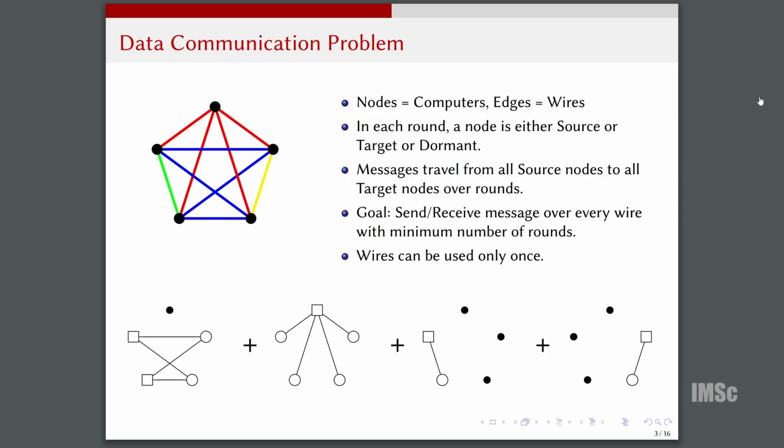Bipartite, but more specifically, these are complete bipartite, because the condition was that all sources communicate with all targets. So there won't be any edge between two rectangles, there won't be any edge between two circles, and all the sources are adjacent to all the targets. So what this problem is basically is partitioning the edges of this graph using complete bipartite graphs. Every edge of this graph must appear in exactly one of these complete bipartite graphs.